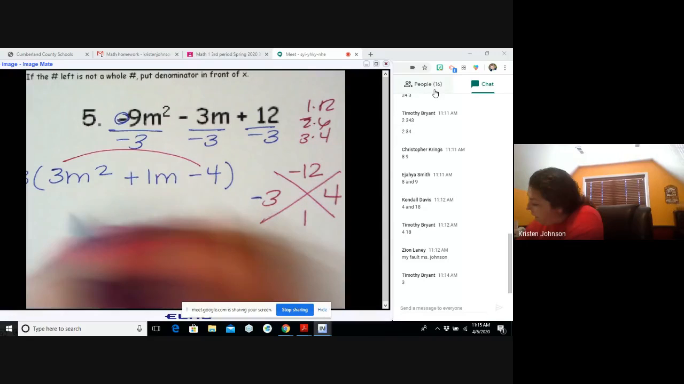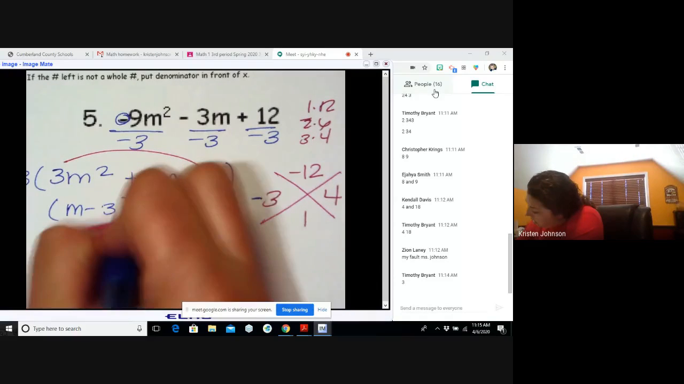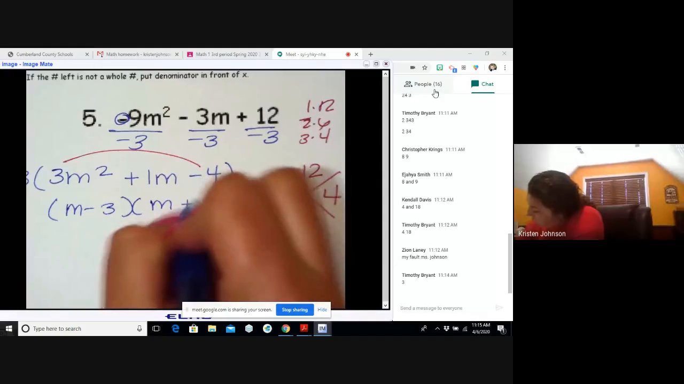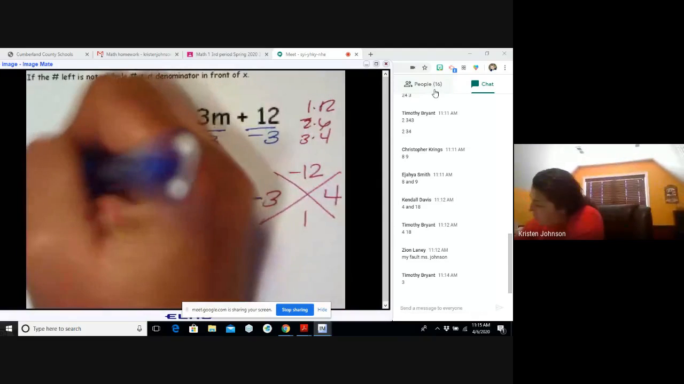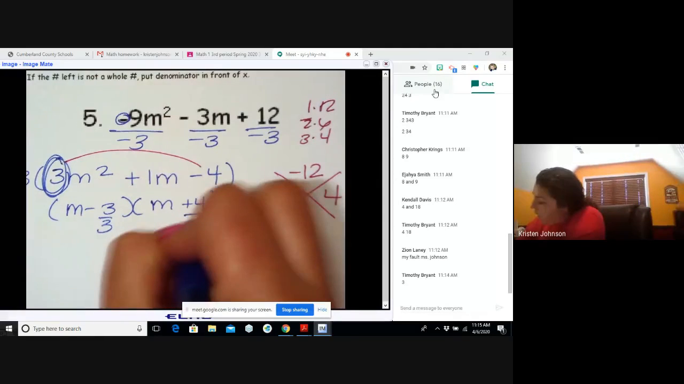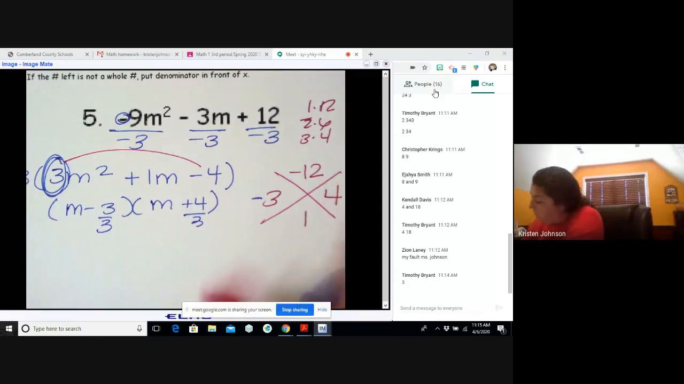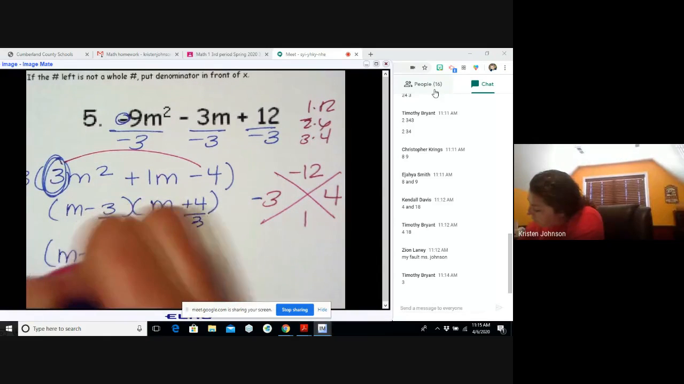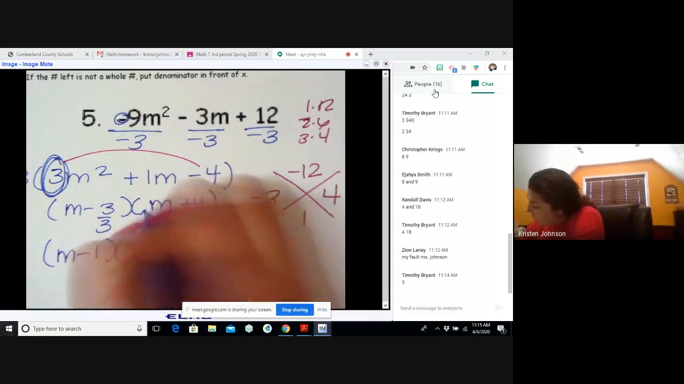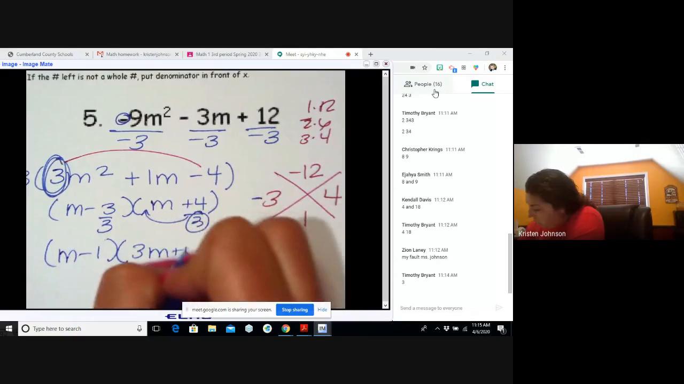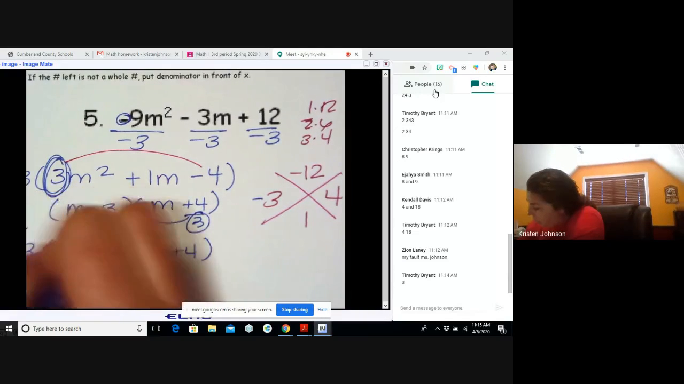Okay, so we would have m minus 3 and m plus 4, but those have to be divided by the 3. Whatever you multiply by to get this top number, you have to go back and divide by. That's basically what we're doing, y'all. So this gives me an m minus 1, and we'll bottoms up there, and that gives me 3m plus 4. And don't forget to bring down your -3.